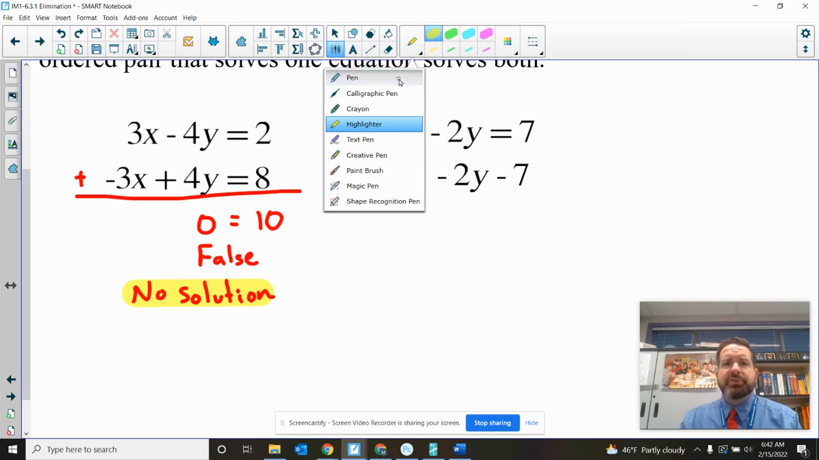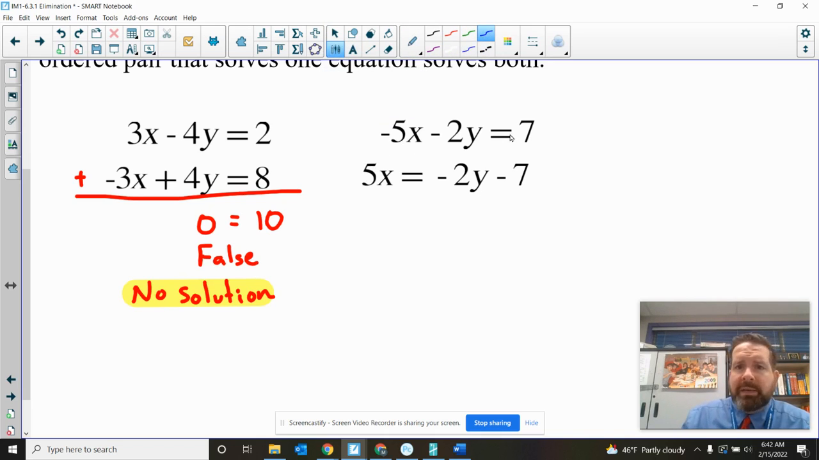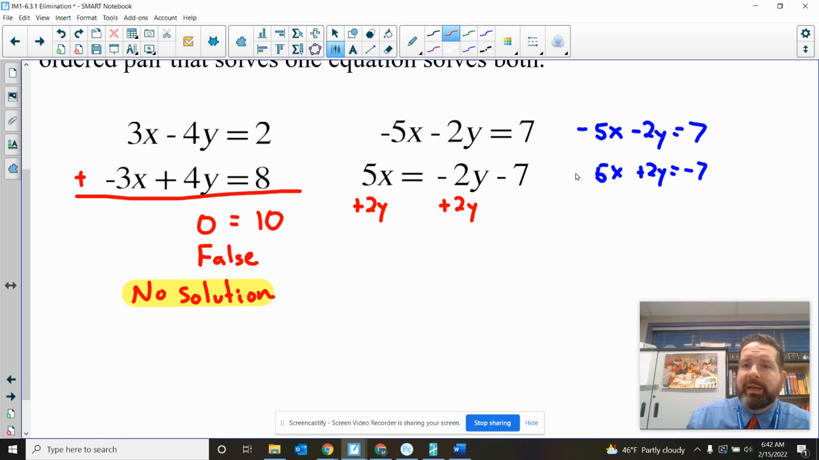Let's take a look at case number 2. Top equation already in standard form. Bottom one isn't. Okay, so I'm going to leave the top equation alone. But for the bottom one, let's add these two y's over to the left-hand side of the equation. That's going to give me 5x's plus 2y's equals -7. Now we're ready to add things together.